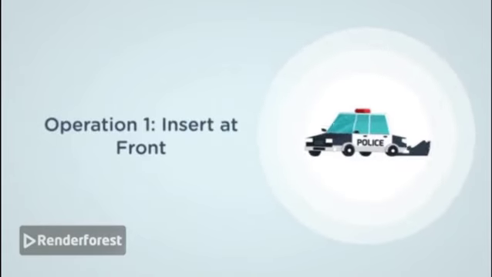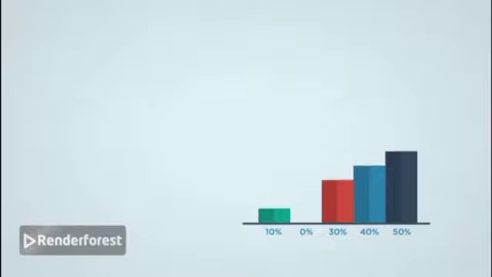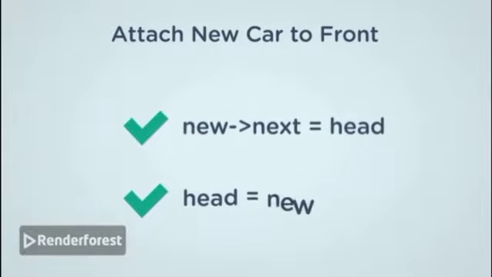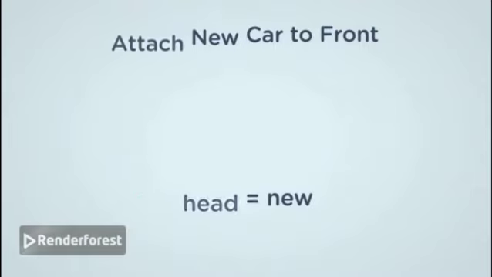Now let's insert a new car at the front. A new car comes in with some data. Here, the new car has number 5. To insert at front, we link the new car to the old first car. Then head moves to the new car.